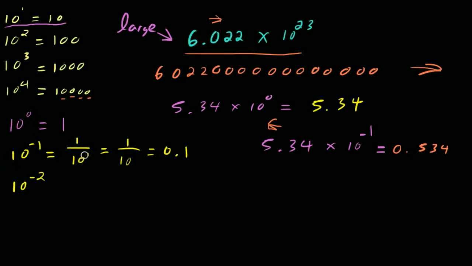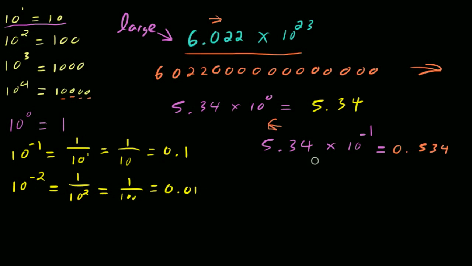And again, let's imagine what's 10 to the minus 2? Well, it's just going to be the reciprocal of 10 squared, and that's just going to be 1 over 100. 1 over 100, and if we wrote this as a decimal, it would be 0.01.